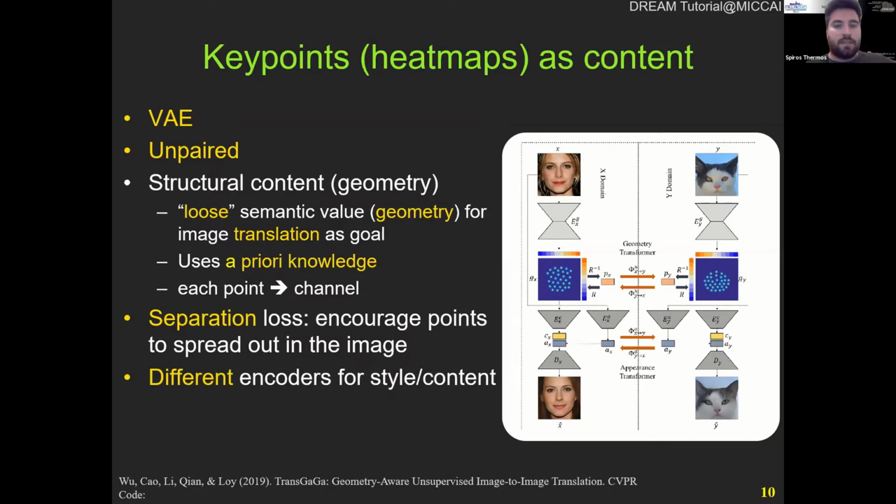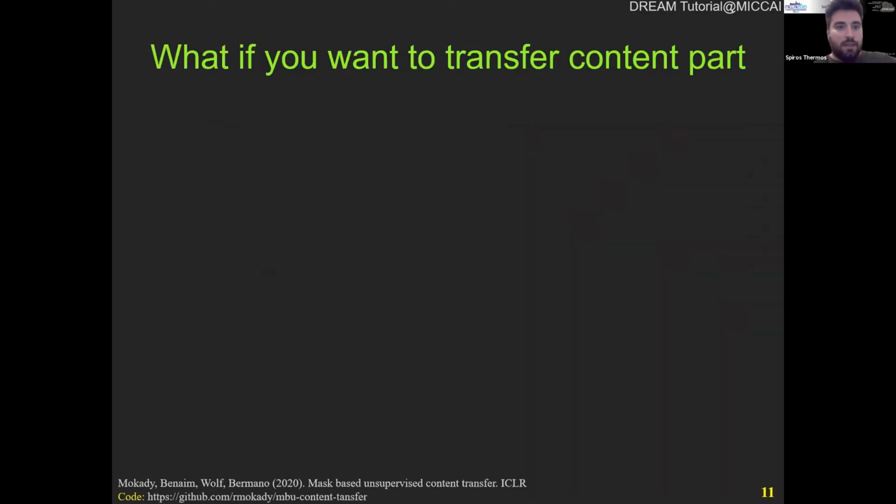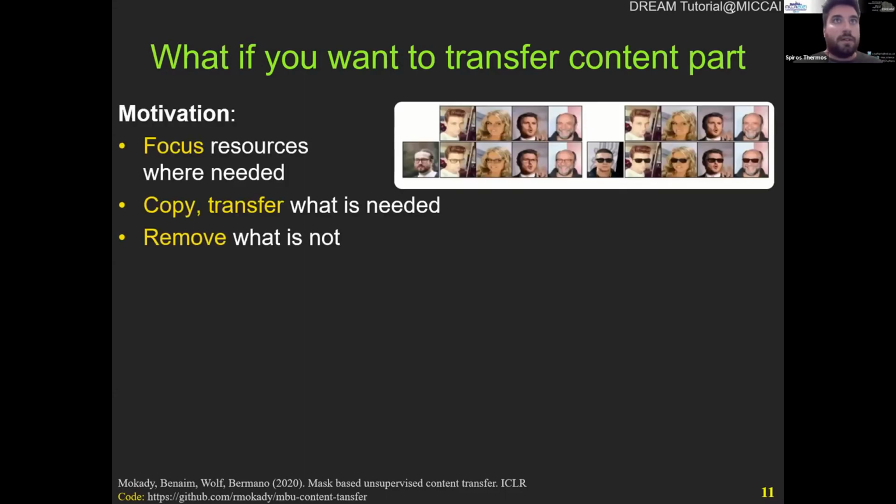And also they use different encoders for the style and the content, just as MUnit or Treat. Okay, but that was one application of translating the full face expression. What if we want to actually transfer a content part? The main problem with synthesis is that we spend capacity doing things that we know. For example, if I want to create a face with glasses, why should I spend capacity doing anything else rather than figuring out how to put the glasses on the face?